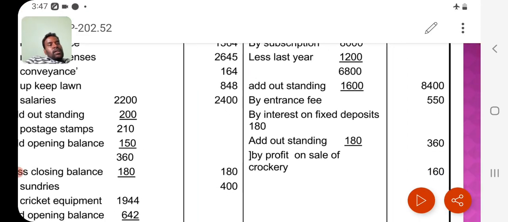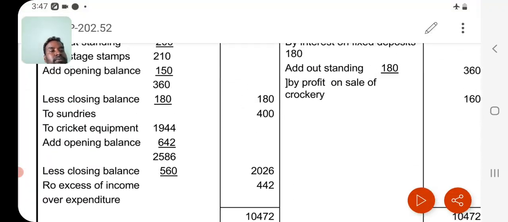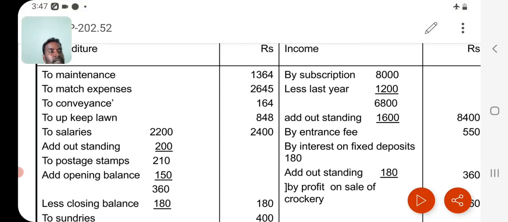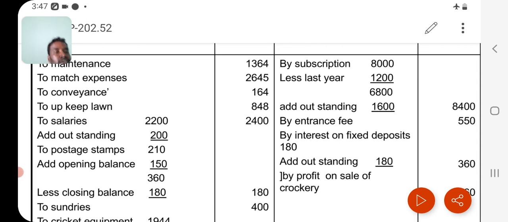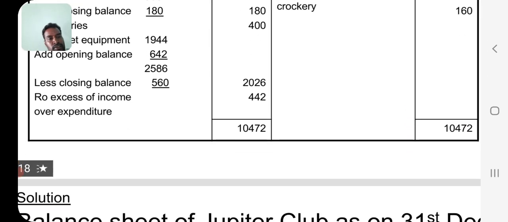Coming to the income side, we have to record the transactions. Subscription 8000; the last year's 1200 is to be deducted, and the current year's outstanding will be added, 8400. After that, entrance fee is treated as revenue income, so it will be posted on the credit side. By interest on fixed deposits 180, 180 more, 360 is to be added. Profit on sale of crockery 160.